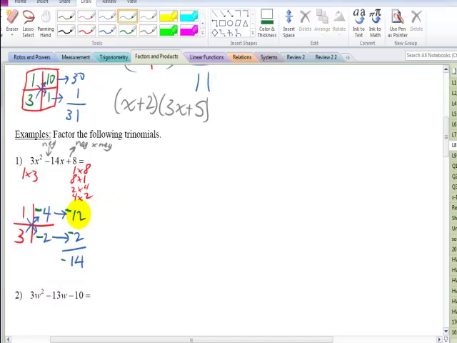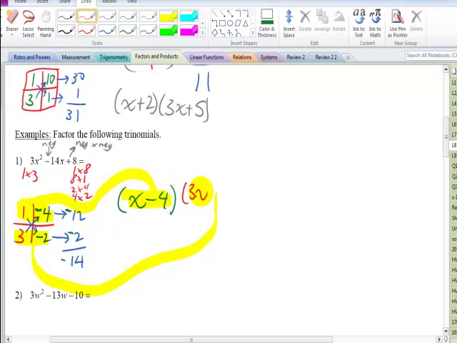So the first factor is from the top. What is it? x minus 4. So this one, x minus 4, comes from the top. And the second factor comes from the bottom. That's right, 3x minus 2. So there you have your two factors. Okay.